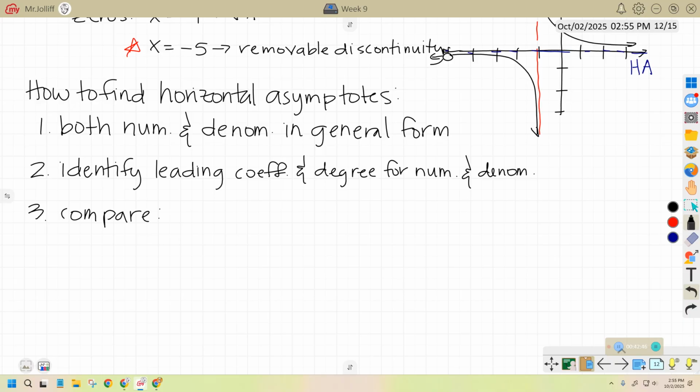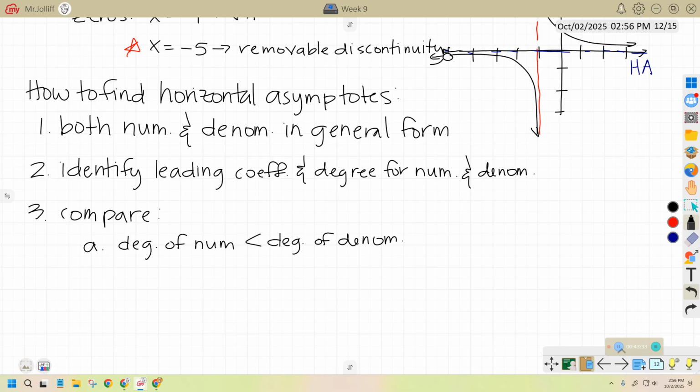And ideally, we fall in one of three cases. So case A, the degree in the numerator is smaller than the degree in the denominator. All of the examples we've done today have been in this category. Our reciprocal function had a constant over an x. Both of the functions that we worked with for vertical asymptotes had an x over an x squared. Numerator had a smaller degree than the denominator.